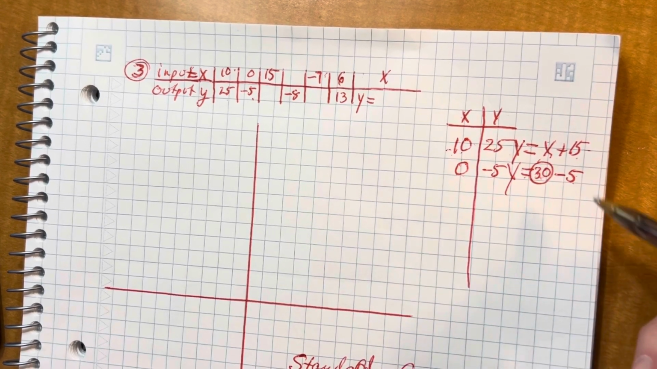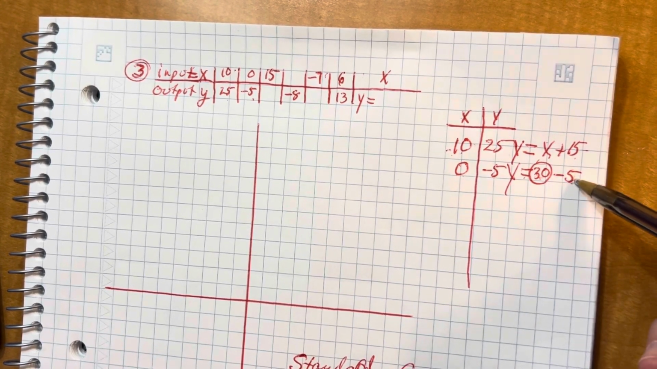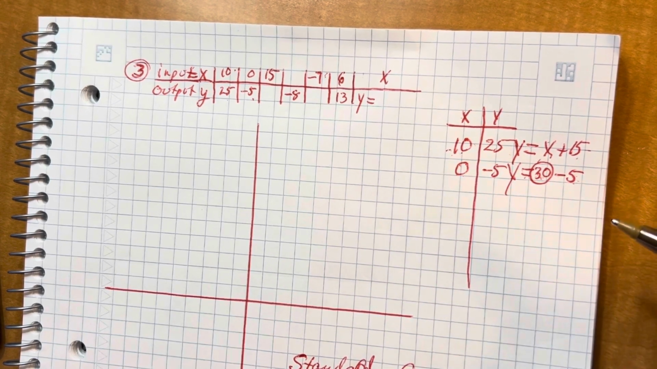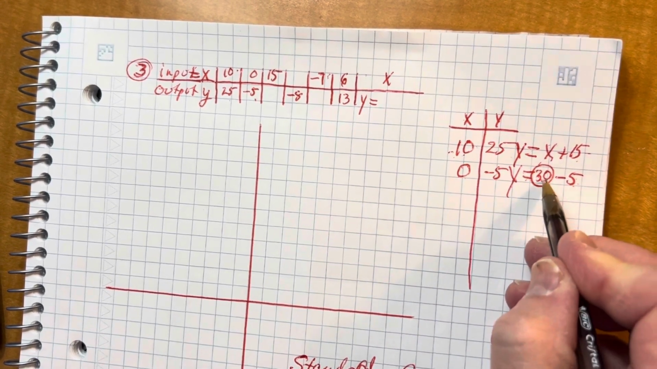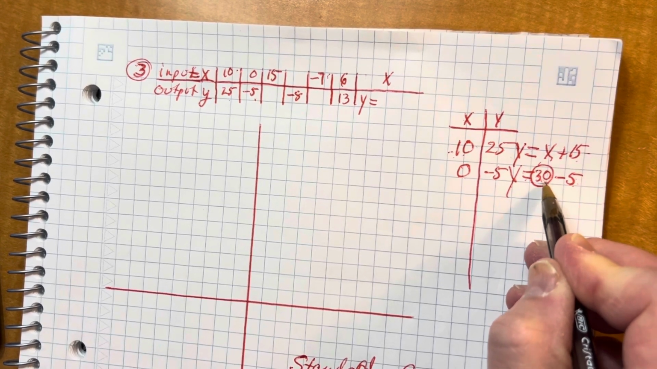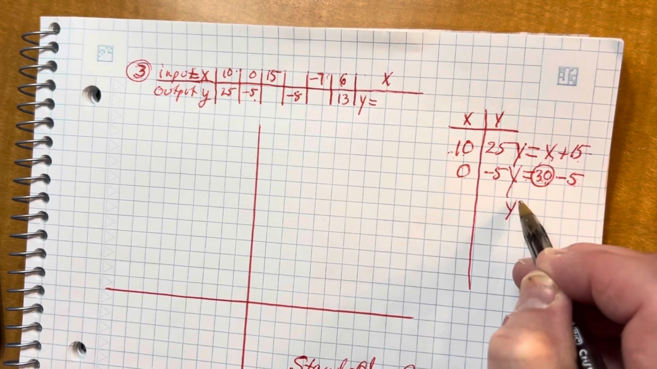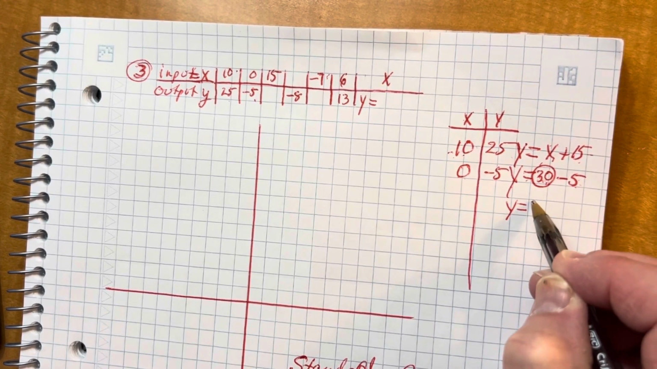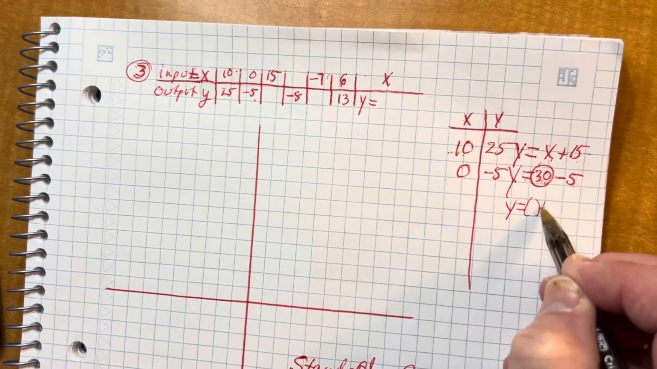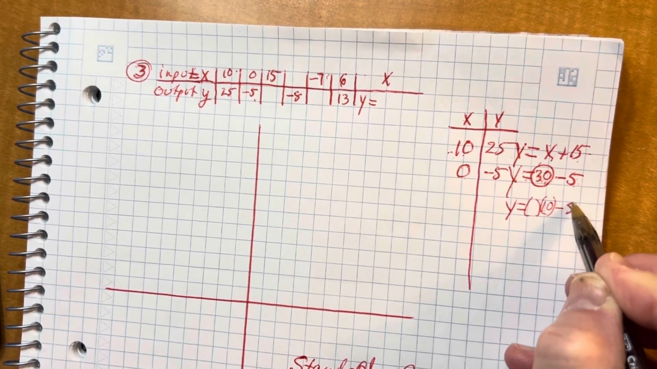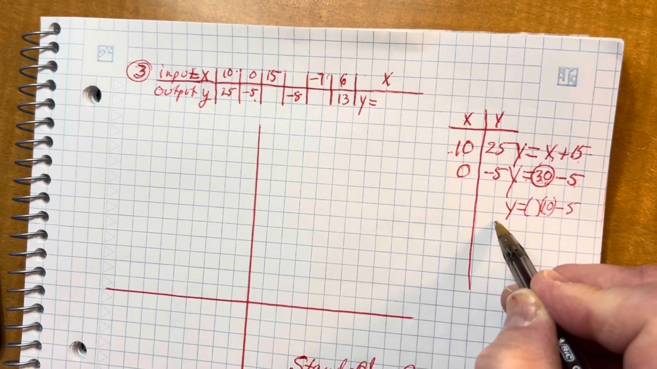Why does it have to equal 30? Because 25 minus 5 would be 20. That wouldn't work. So this has to be 30. So if I put 30 back in this original equation, y equals something times 10 minus 5 should equal 25.